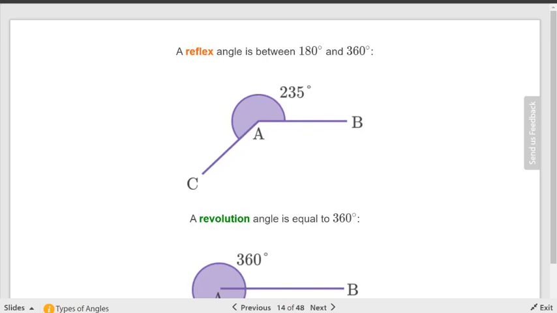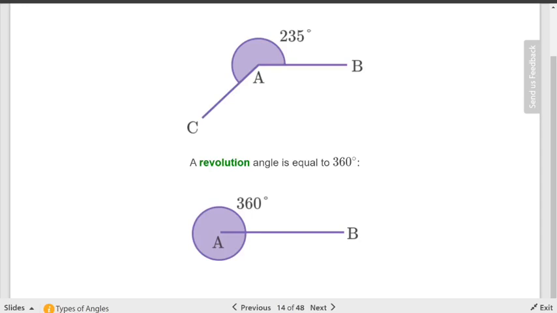Notice this one is, we typically measure angles on the inside, but reflex angles are on the outside. They're the big part of the angle, right? The bigger part. Angles are kind of like fractions if you think about it. Yeah, because they're just parts of a circle. Exactly. A revolution is equal to 360 degrees. So there's that word, revolution, right? A revolution is just a full rotation, but if you're talking about an angle, then we call it a revolution. It's the entire 360 degree circle.